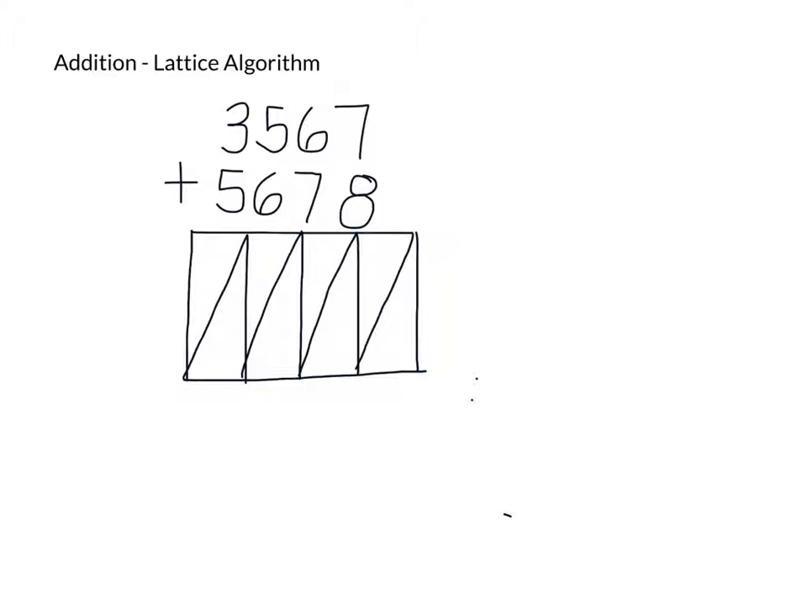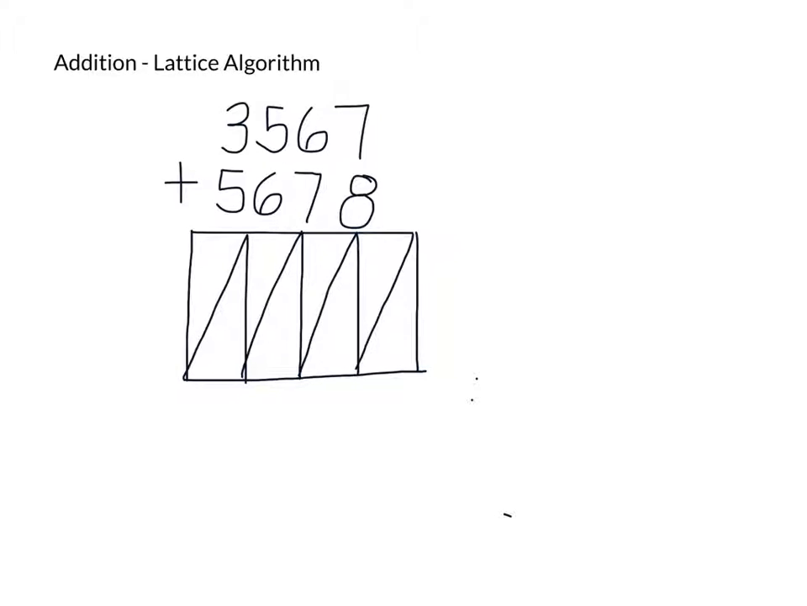This is addition lattice algorithm. The problem shows 3,567 plus 5,678. And basically how you do this problem is just like a regular addition problem, except you'll be adding straight down, and when you add anything extra, it won't be up on the top.